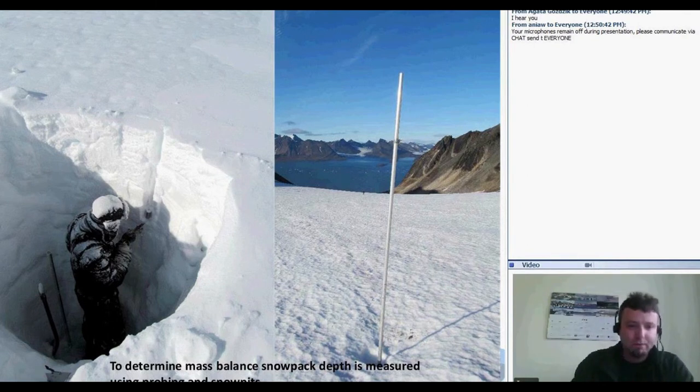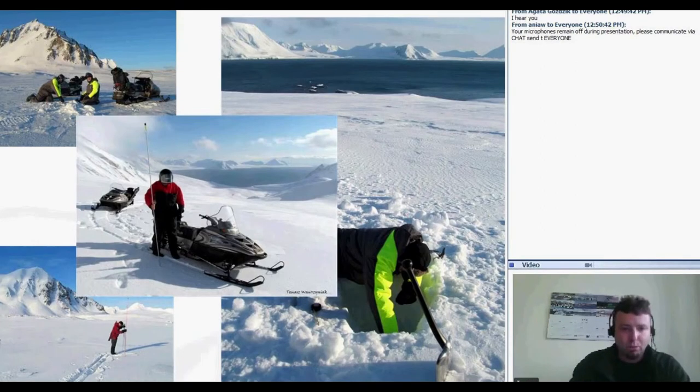And here, there's my friend in the snow pit. He measures the density of snow in this whole column. That's what we do during spring and in early autumn.